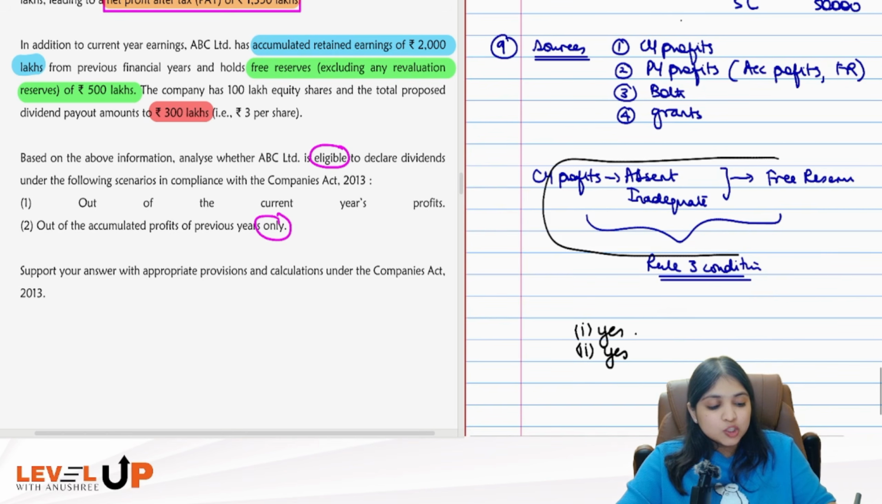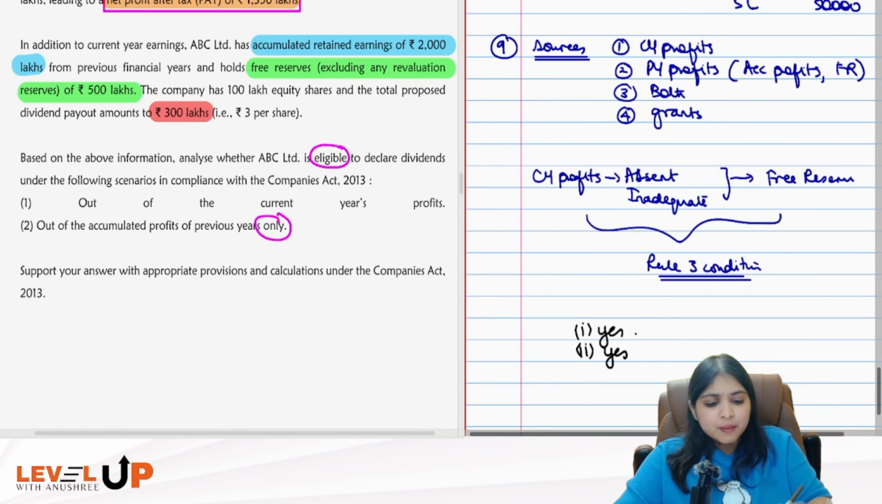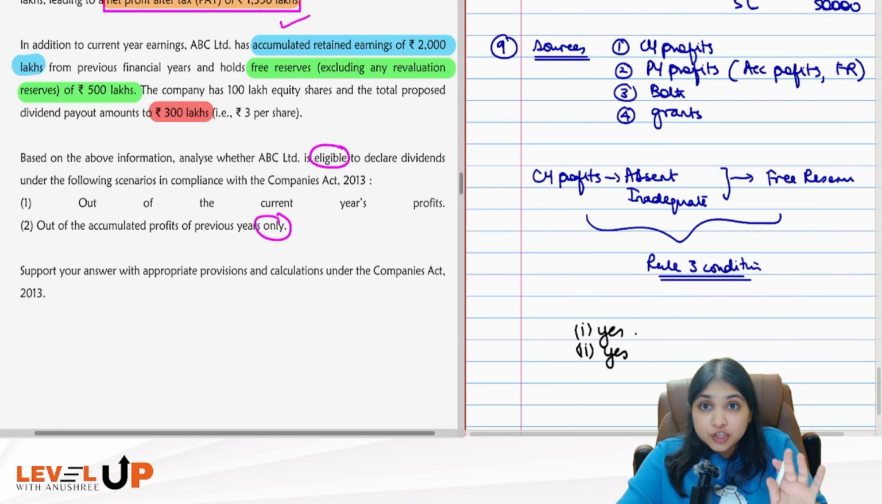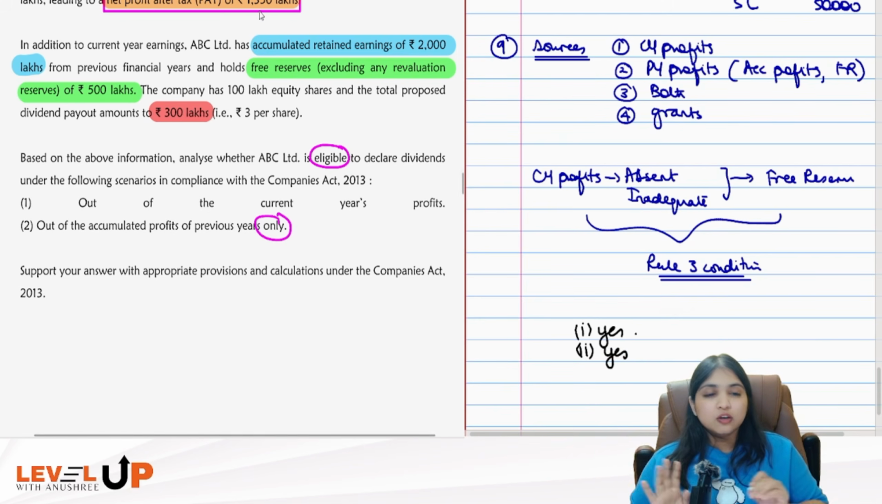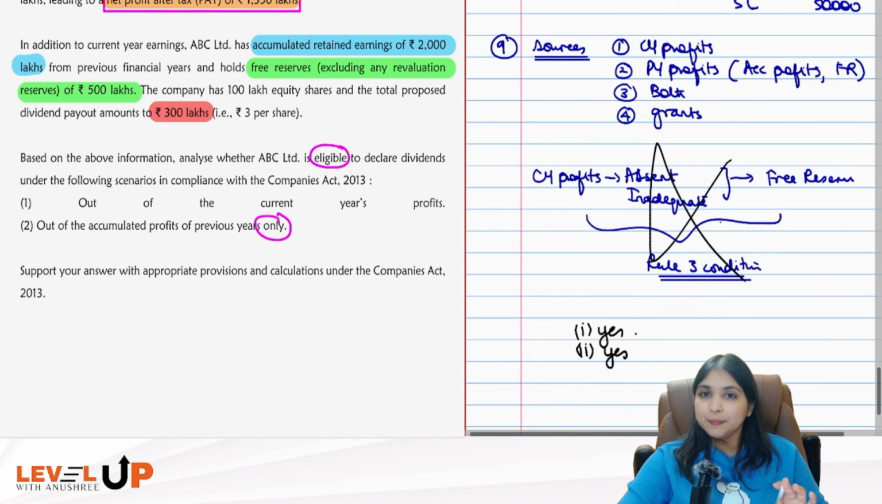Tell me, is the situation applying over here? No. My current year profits are sufficient. My current year profits are adequate. Still we are taking money out of accumulated profits. For that, Rule 3 conditions will not come into the picture.